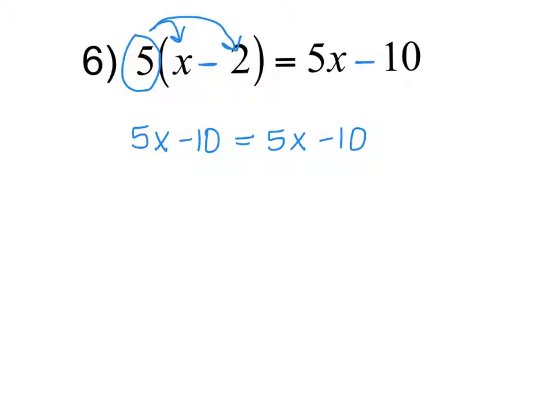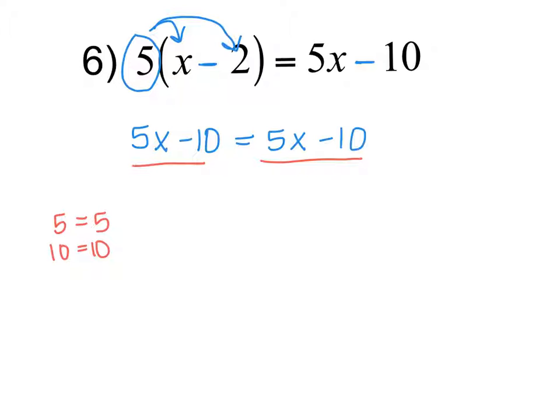Well, duh. Notice that we have the same exact thing on both sides of the equal sign. That's like saying 5 equals 5 or 10 equals 10. Of course that's true. No matter what number we plug in for x, we're going to get the same answer on both sides. So that's always going to be true.